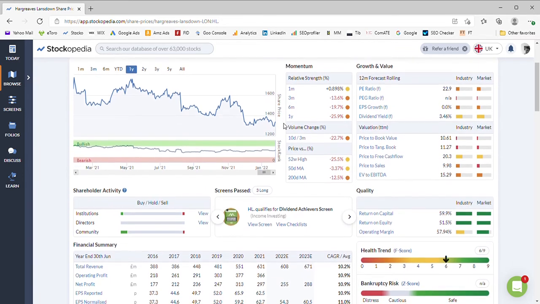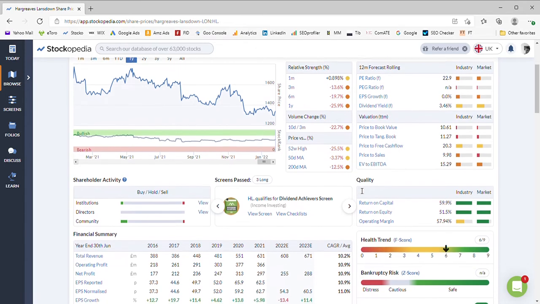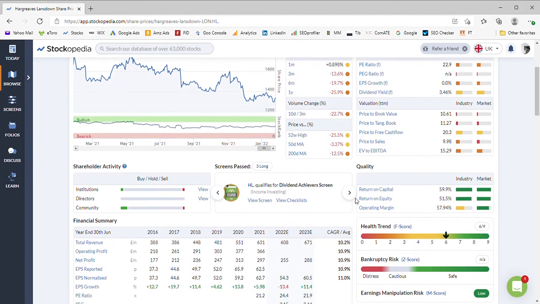So just looking at a few quick metrics, as we always do, we can see it's 25% below its 52 week high, so it's lost a quarter of its value in this year alone. It's got a price earnings ratio of 22.9, so that's telling us it's not particularly good value, it's expensive. And a price to book value of 10.6 is also showing as poor value for the industry. That said, it is saying it's a good quality business.